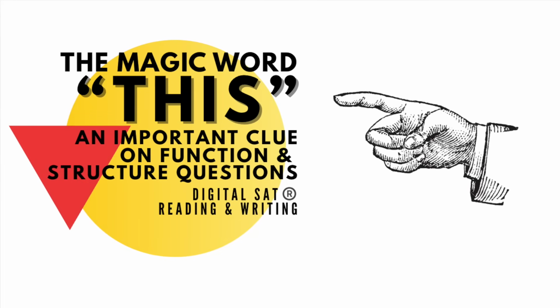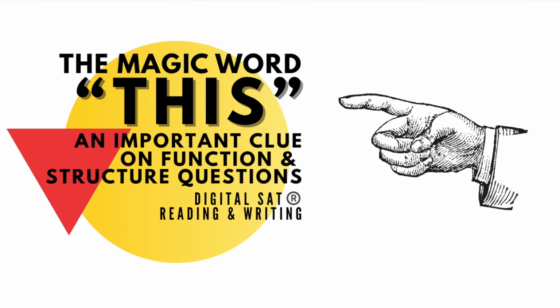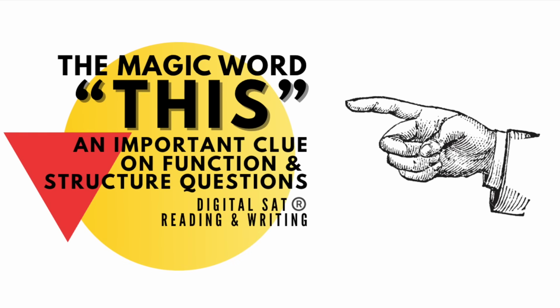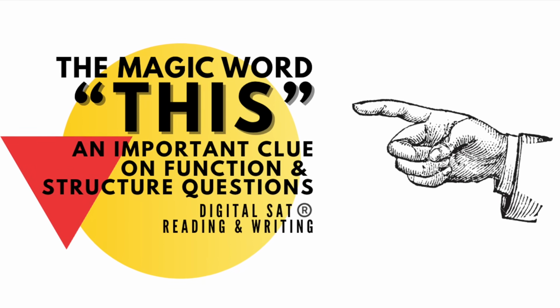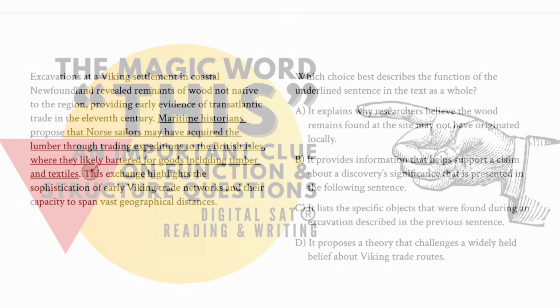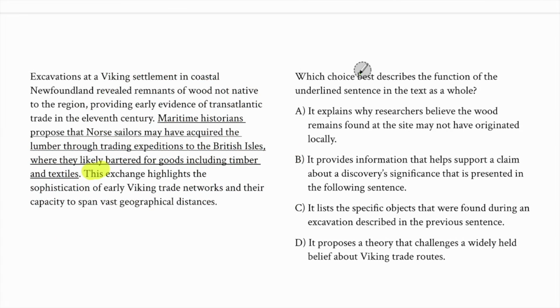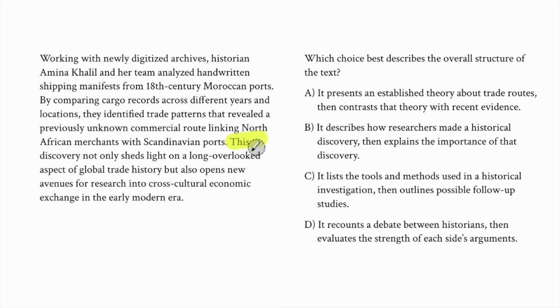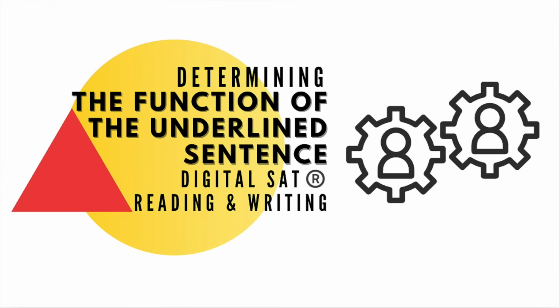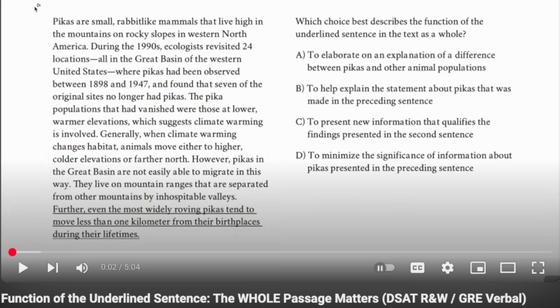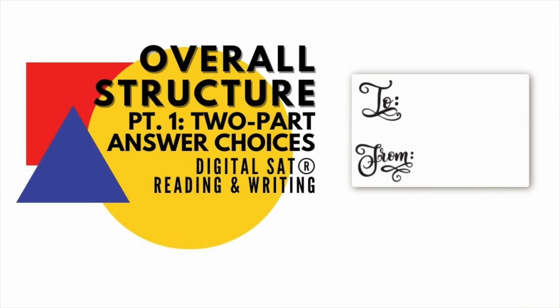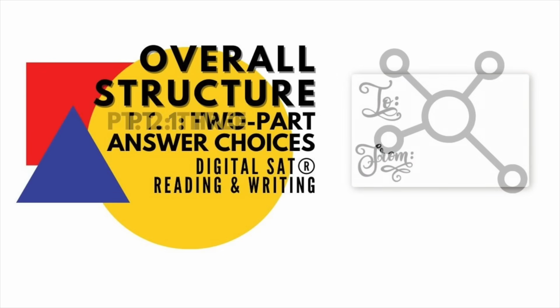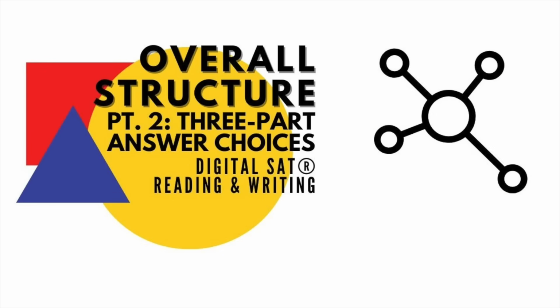So here I want to talk about a very important word that can sometimes be overlooked in terms of how important and helpful it is, and that word is this. The word this, especially on questions involving the function of the underlined sentence and the structure of the passage. And I should note that this video is somewhat of a follow-up to a couple of previous videos on function questions, as well as some videos on structure questions. So this sort of complements those.